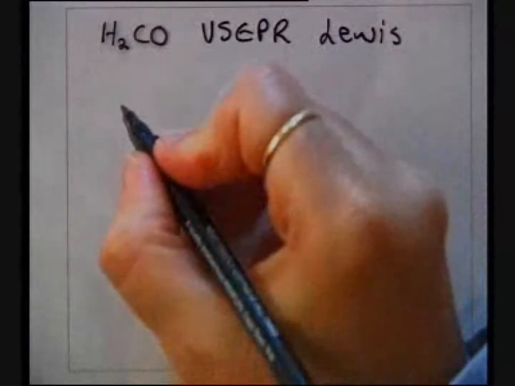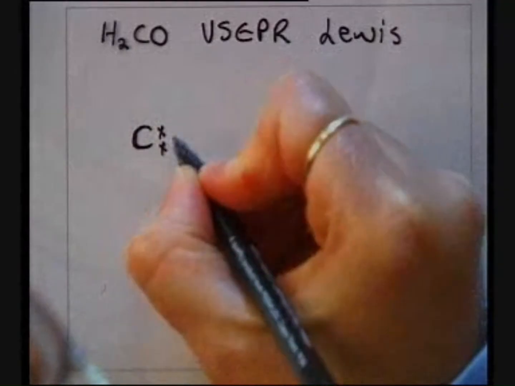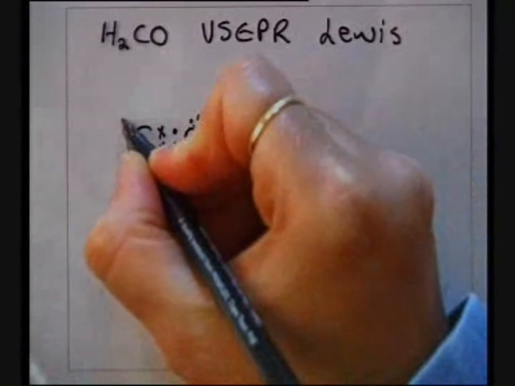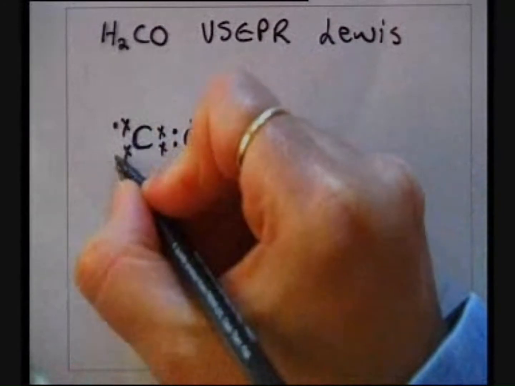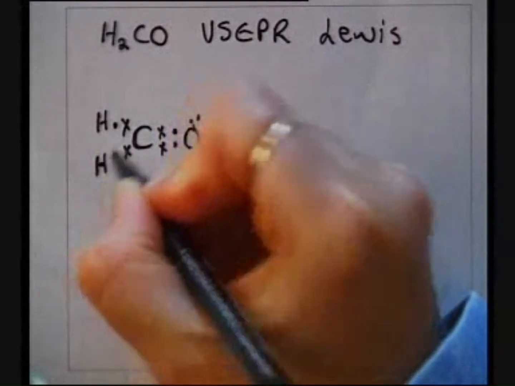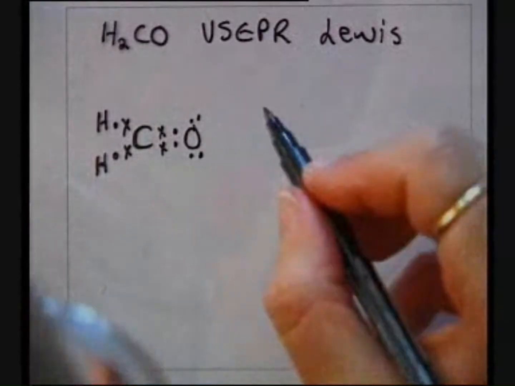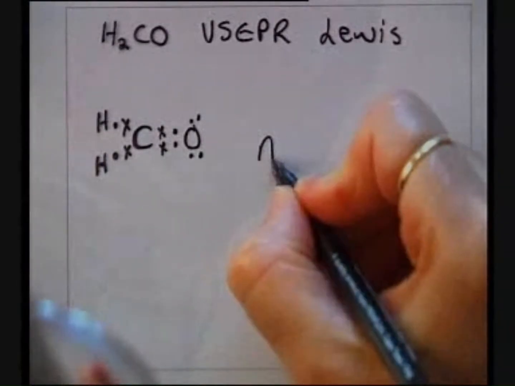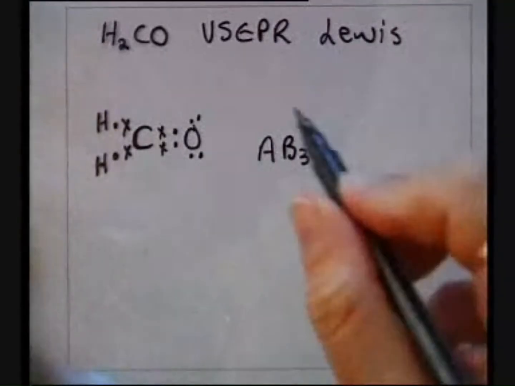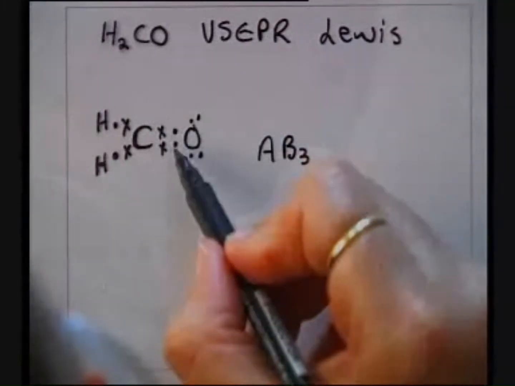The central carbon atom has 4 valence electrons, and we form electron octets around the oxygen atom, but only 2 electrons around the hydrogen. We see that we've got a central atom A bonded to 3 terminal atoms. We haven't got any distortions, but for the fact that we have a double bond.